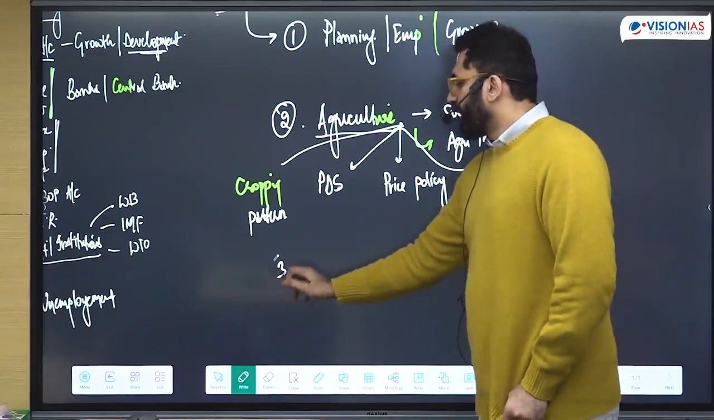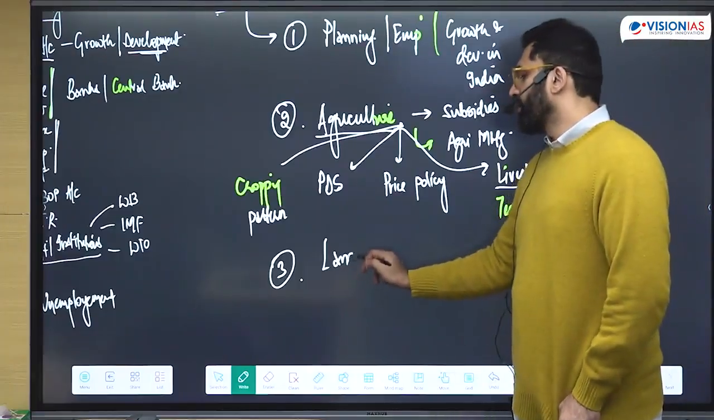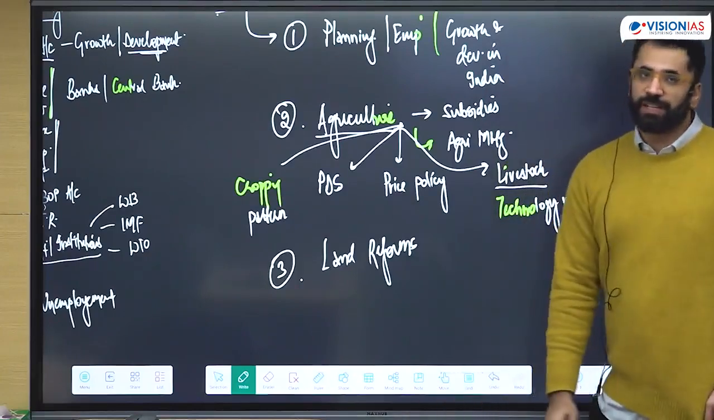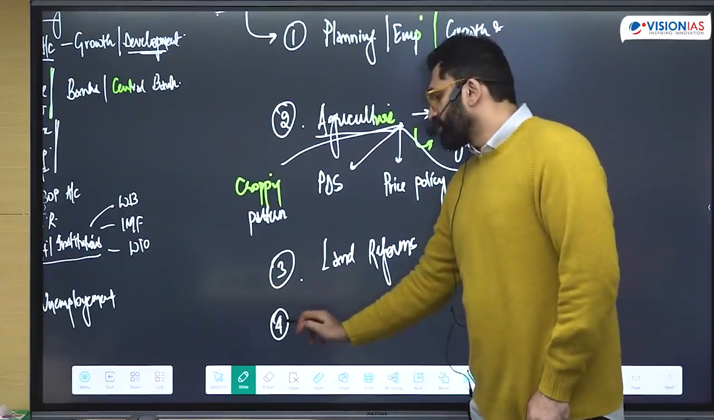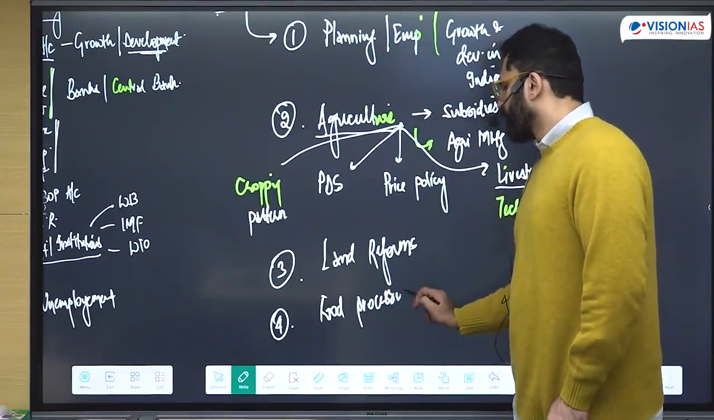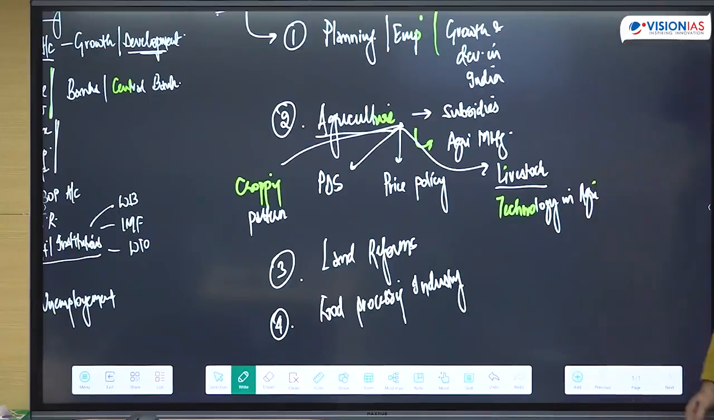Then apart from planning and agriculture, another important related topic is land reforms; they asked questions on it in 2019-20. They've also asked questions from a related topic of the food processing industry, and industrial policy. This year also there was a question on industrial policy talking about production linked incentives.